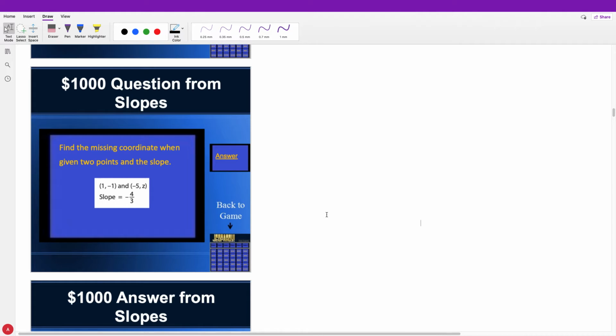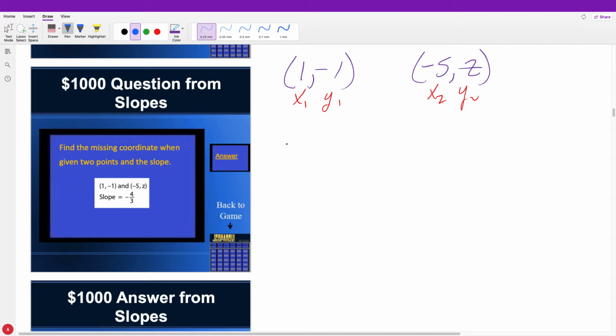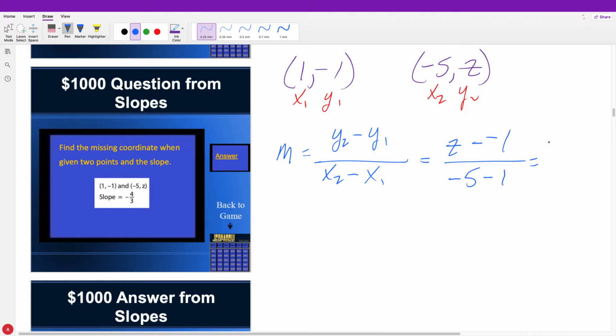So what we would do is still write our points out, (1, -1) and (-5, z), and label them x1, y1 and x2, y2. We plug them into our formula of y2 minus y1 over x2 minus x1. Then we get z minus -1 over -5 minus 1, which is equal to z plus 1 over -6. We know that this formula is going to generate a slope of negative 4 over 3.